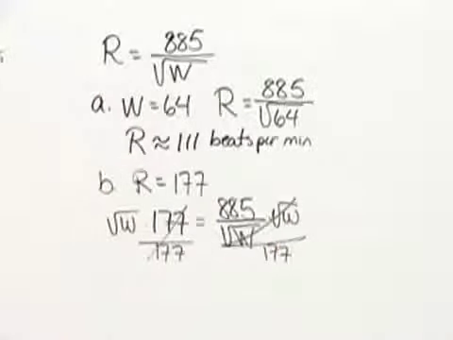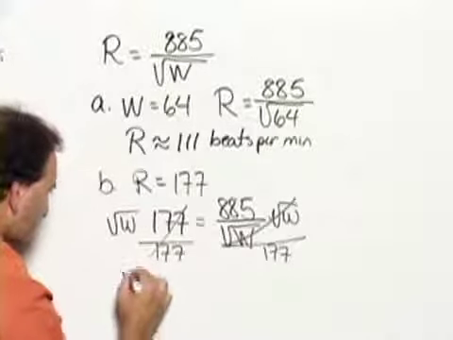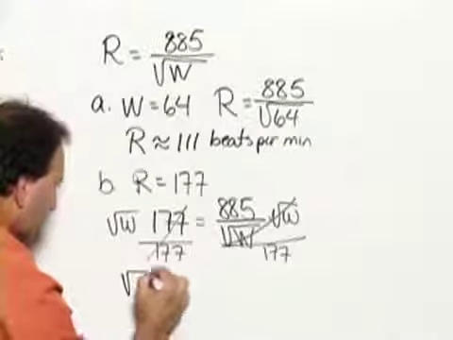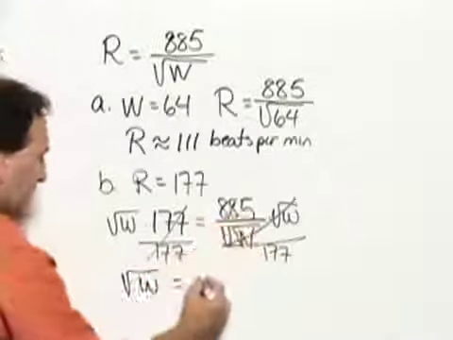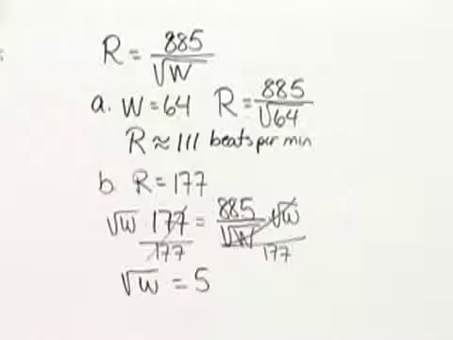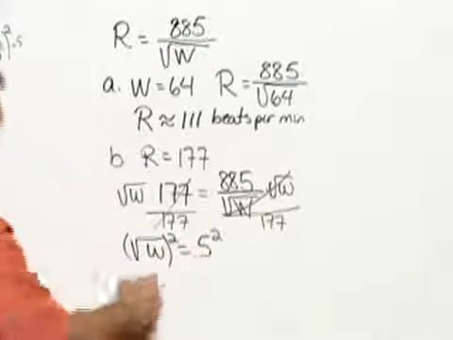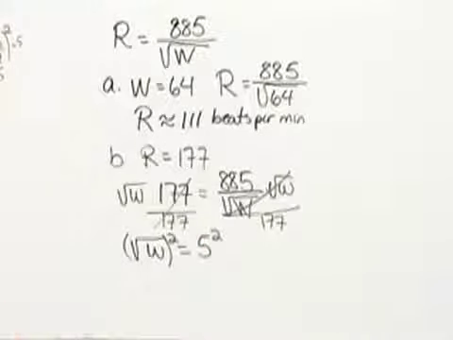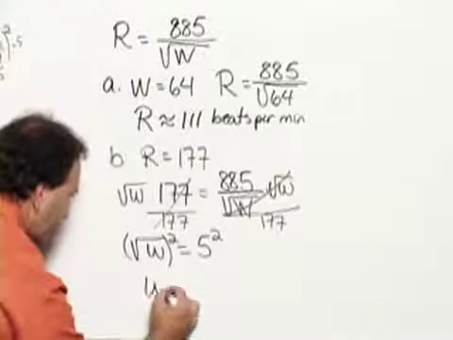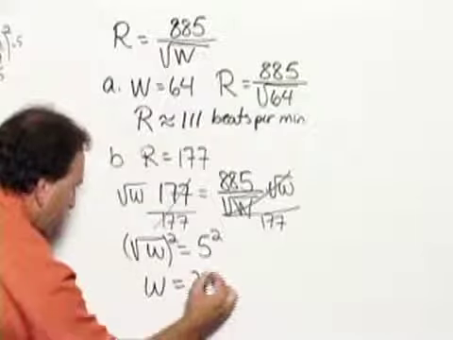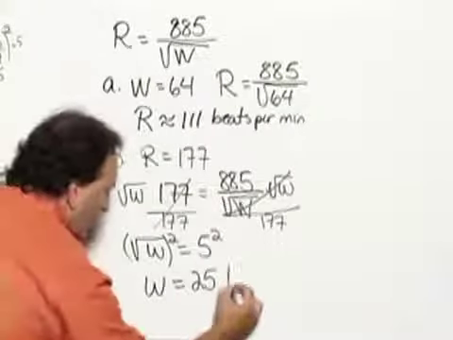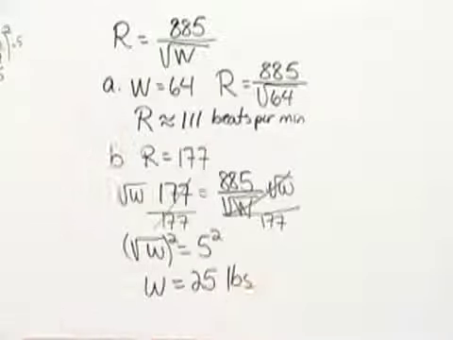The 177s cancel here. We get the square root of W is equal to 885 divided by 177, which is actually equal to 5. So to finish this, we simply square both sides, which would then eliminate the square root symbol, giving us just W equals 25, and that refers to the weight, so it's 25 pounds.